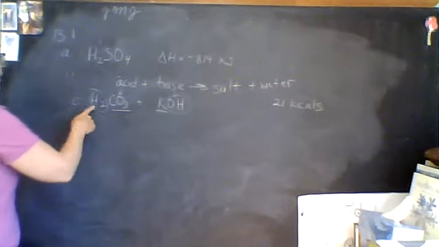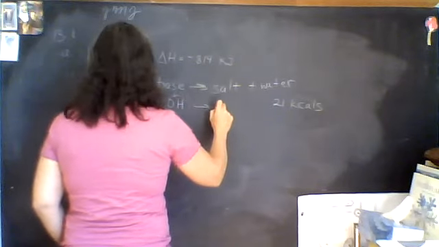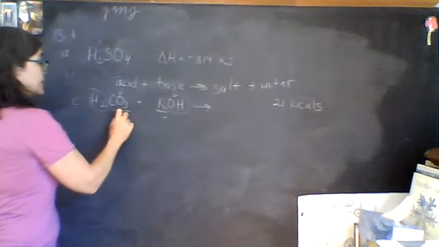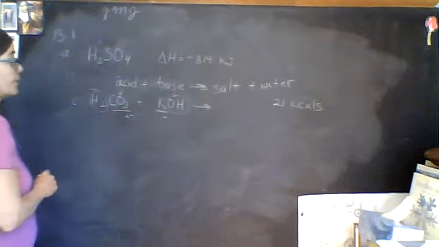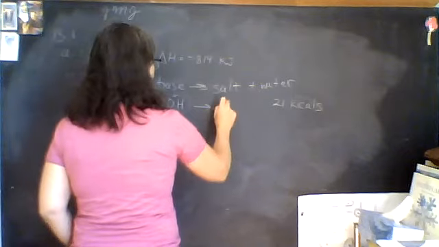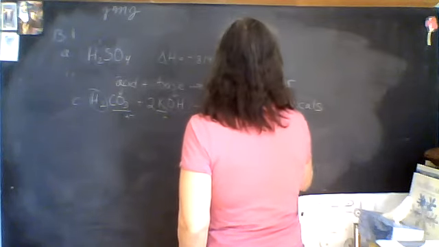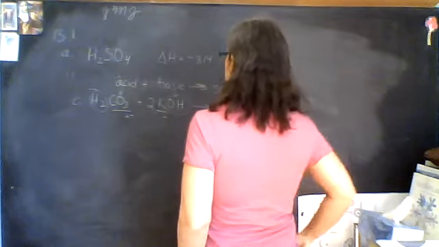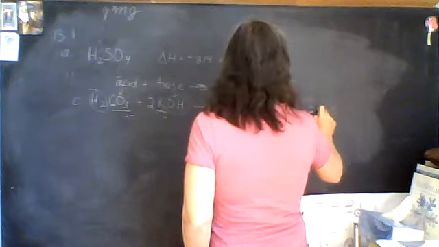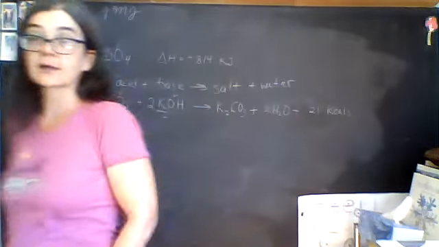So we have H2CO3 plus KOH yields. What is the charge of this and the charge of this? This is plus, and this is 2 negative, so we need 2 of these. We have to adjust our coefficients: 2 KOH yields K2CO3 plus 2 H2O plus 21 kilocalories. And that's it for 13.1.